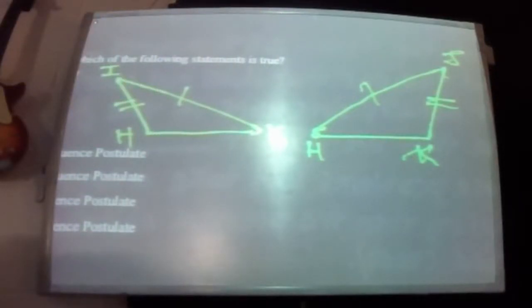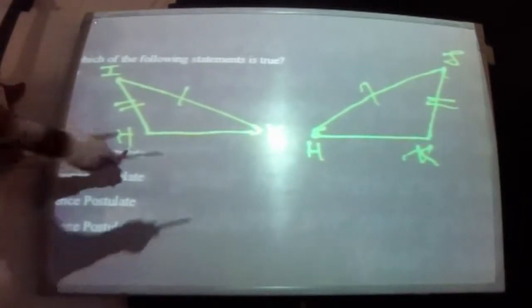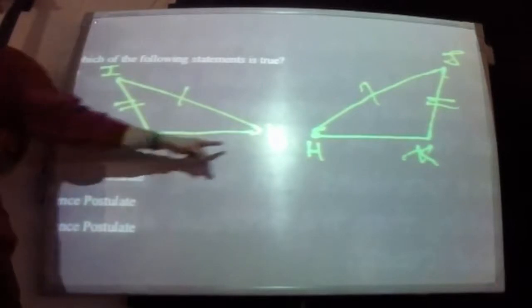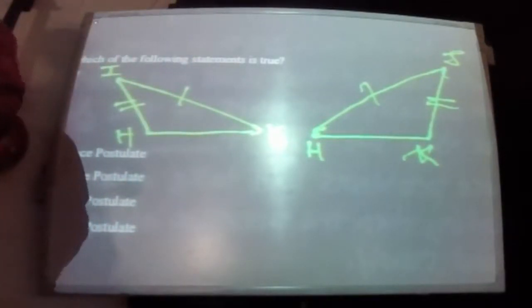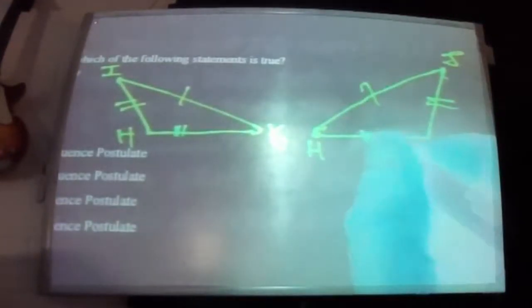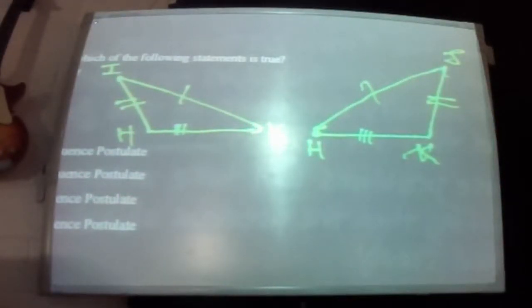Now, one thing we should notice is, what's the name of this side right here? This bottom one? HK. What's the name of this bottom side? HK. They're both HK. What do you think that means? They're the same. They shared it when they were together, right? When we pull it apart, they're the same length. So it was a shared side. So it must have been congruent to itself, obviously.